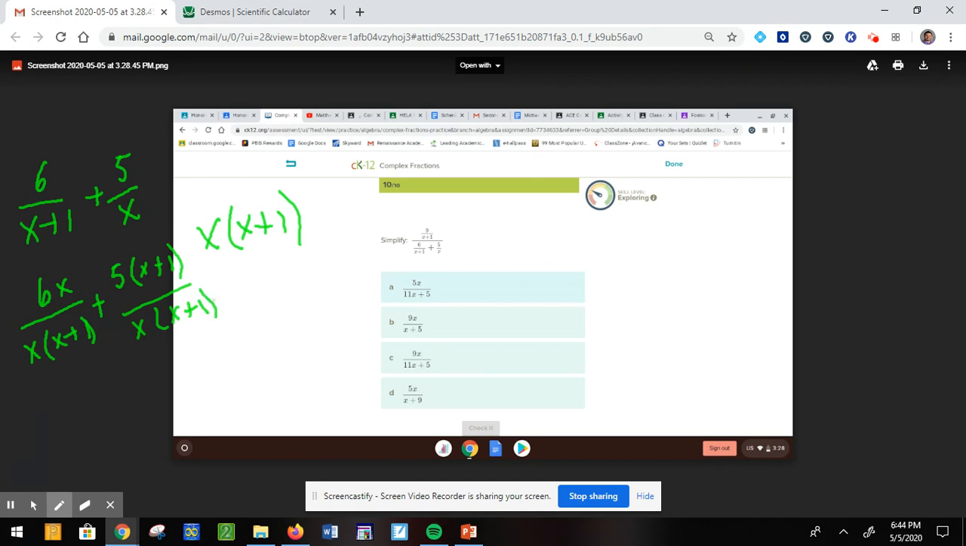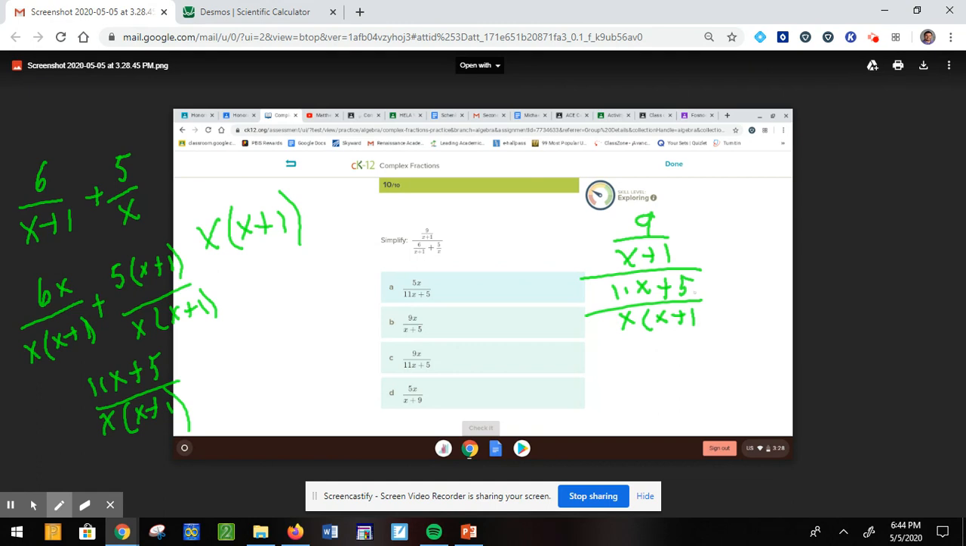All right, when I add them together, distribute the 5 in, you're going to get 5x plus 5. And then you add them together with the 6x, you're going to get 11x plus 5, all of that over x times x plus 1. All right, so that's the denominator. I'm going to put it back together with the rest of the fraction that was given. And you have 9 over x plus 1 over 11x plus 5 over x times x plus 1.